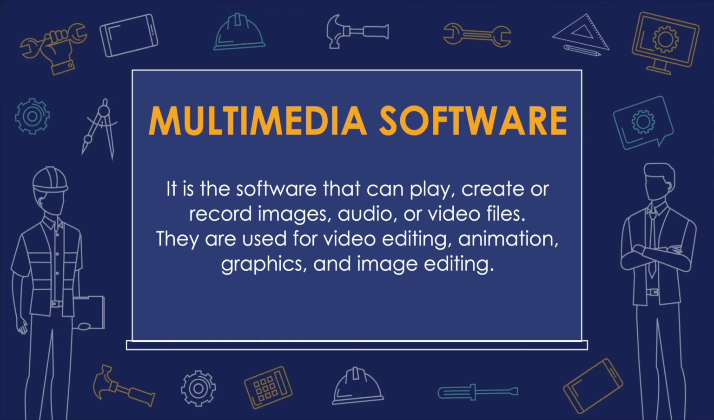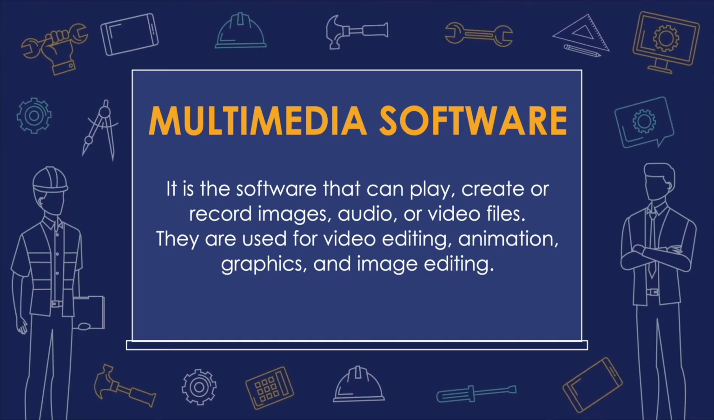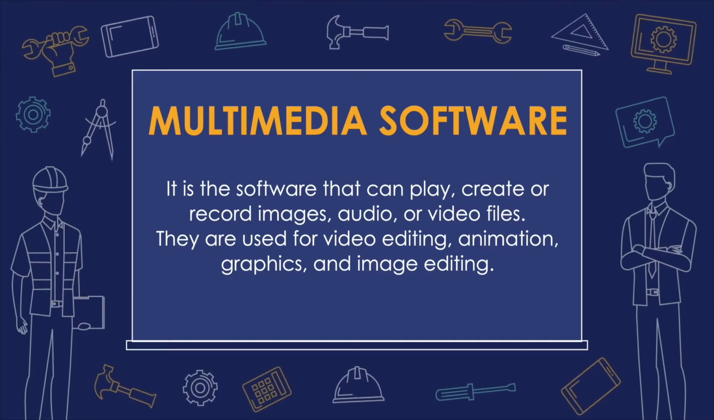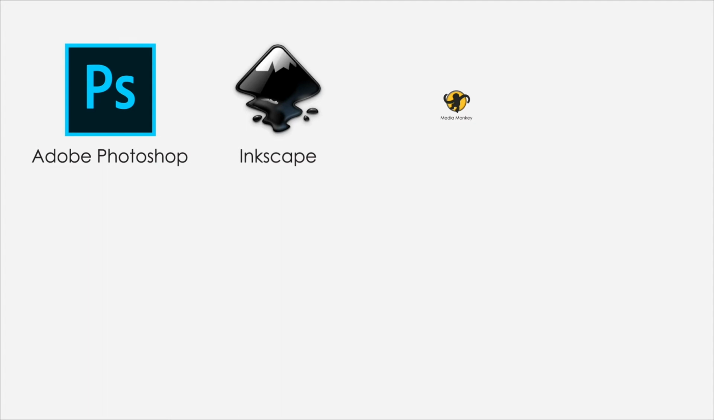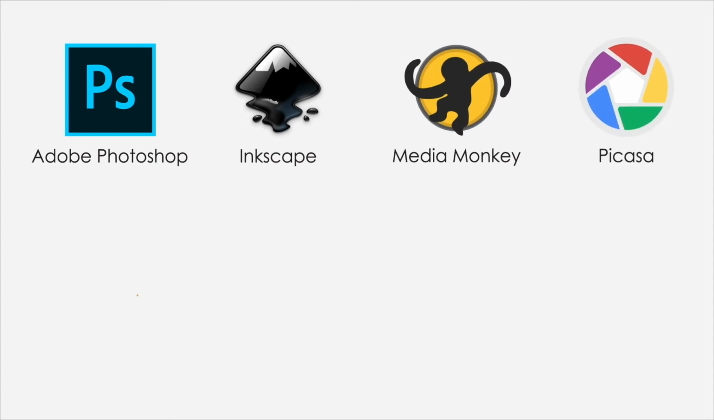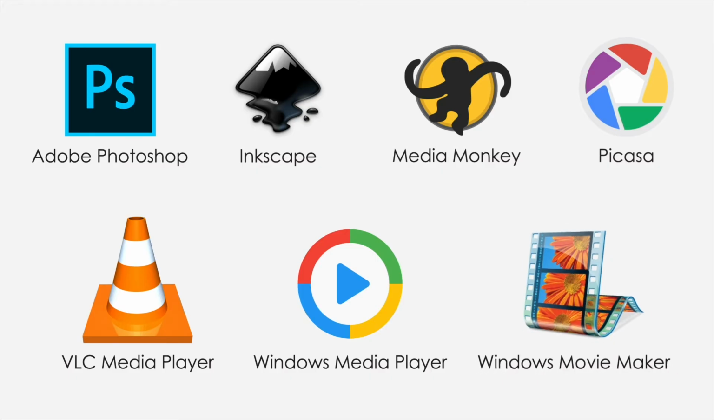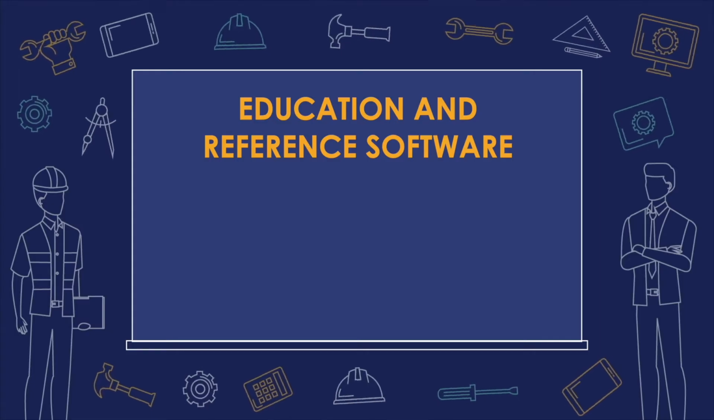Multimedia software is a type of software that can play, create, or record images, audio, or video files. They are used for video editing, animation, graphics, and image editing. Some examples of multimedia software are Adobe Photoshop, Inkscape, MediaMonkey, Picasa, VLC Media Player, Windows Media Player, and Windows Movie Maker.